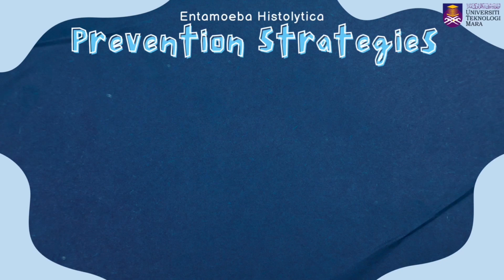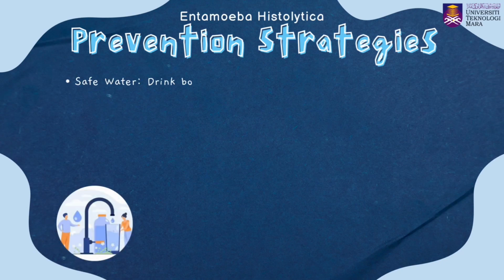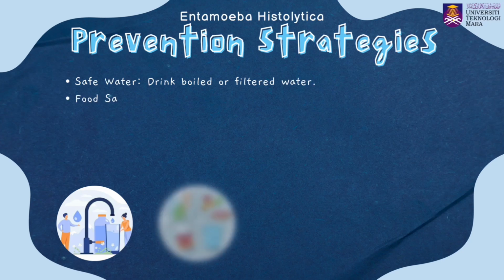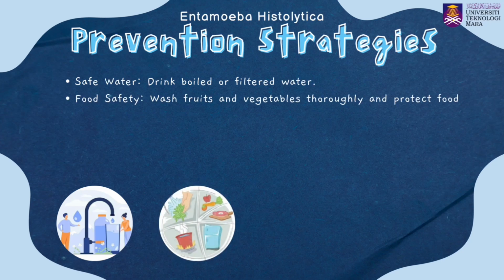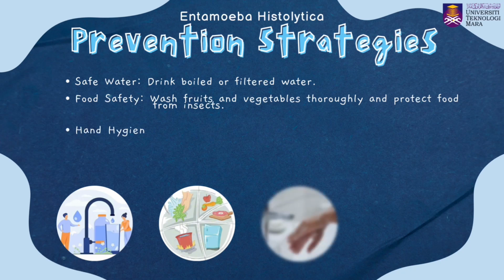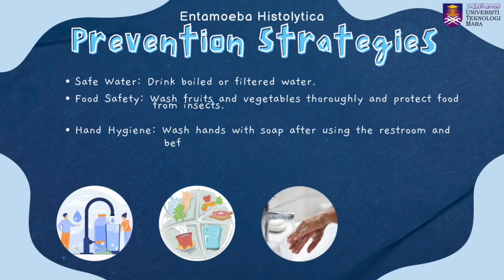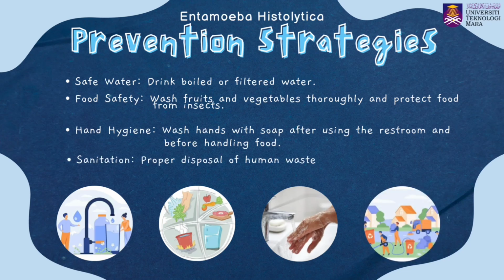Prevention strategy. To prevent Entamoeba histolytica, you must ensure your drinking water is boiled or filtered to remove parasites. Thoroughly wash all fruits and vegetables while keeping food protected from insects. Always wash your hands with soap after using the restroom or before handling food, and ensure the proper disposal of human waste to prevent environmental contamination.